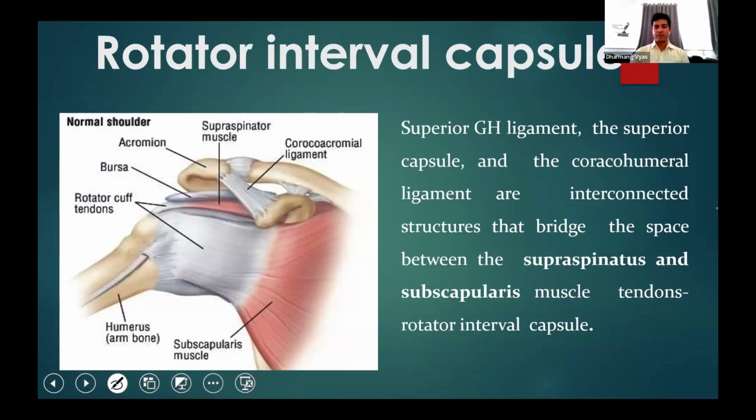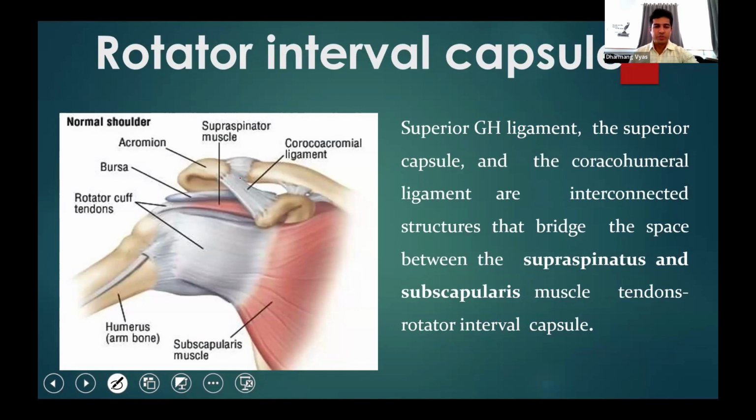Then we have the rotator cuff interval capsule: the superior glenohumeral ligament, right? Then the superior capsule and the coracohumeral ligament. These three structures are interconnected structures that bridge the space between the supraspinatus and the subscapularis muscle tendons, which is called the rotator cuff interval.